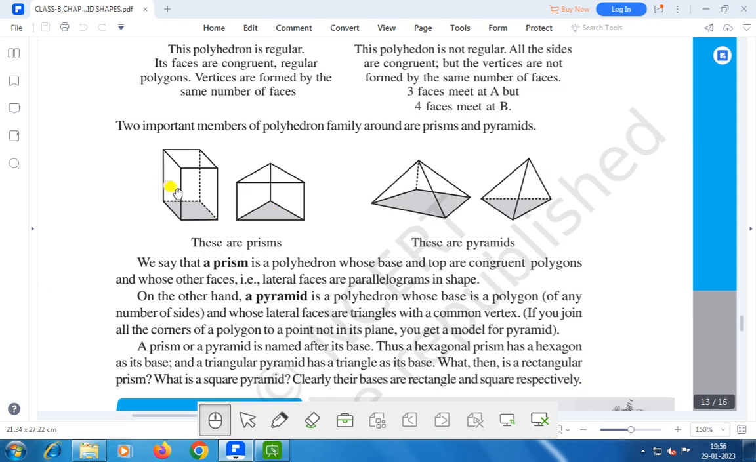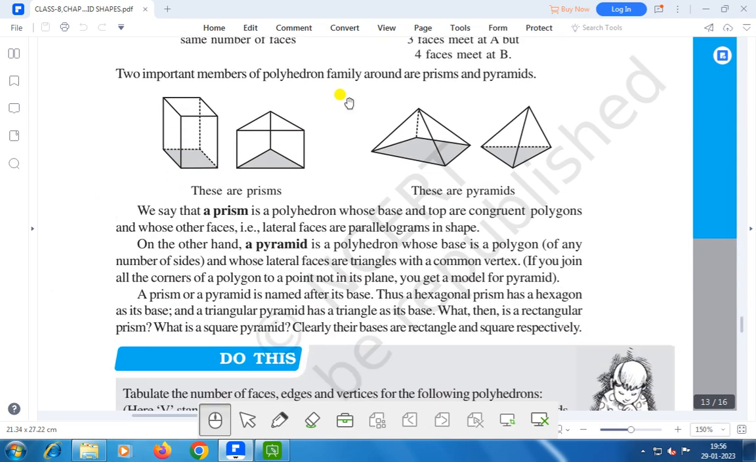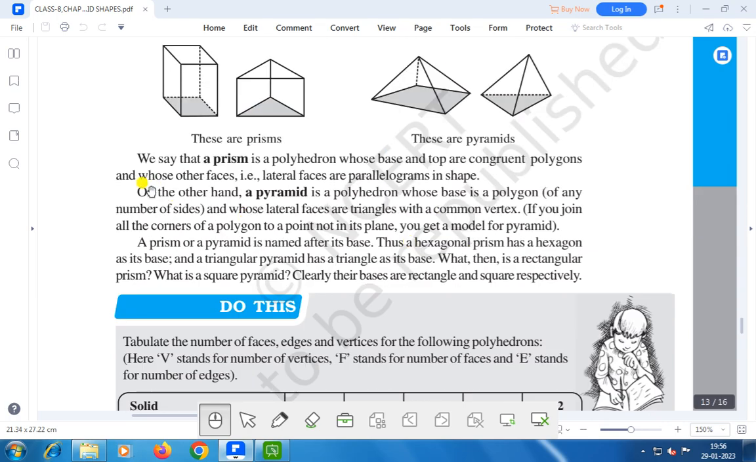Two important members of the polyhedron family are prisms and pyramids. These are prisms, these are pyramids. We say that a prism is a polyhedron whose base and top are congruent polygons and whose other faces, the lateral faces, are parallelograms in shape. That is a prism. On the other hand, a pyramid is a polyhedron whose base is a polygon of any number of sides and whose lateral faces are triangles with a common vertex.